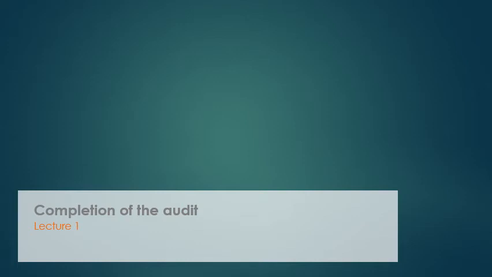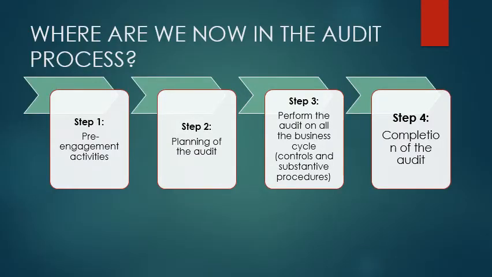Students, we will now be dealing with the completion of the audit and the processes that need to go into this completion. This is lecture 1. As you know, the audit process is broken down into 4 stages or 4 steps. We are now on the last stage of the audit, or step 4, which is the completion of the audit.